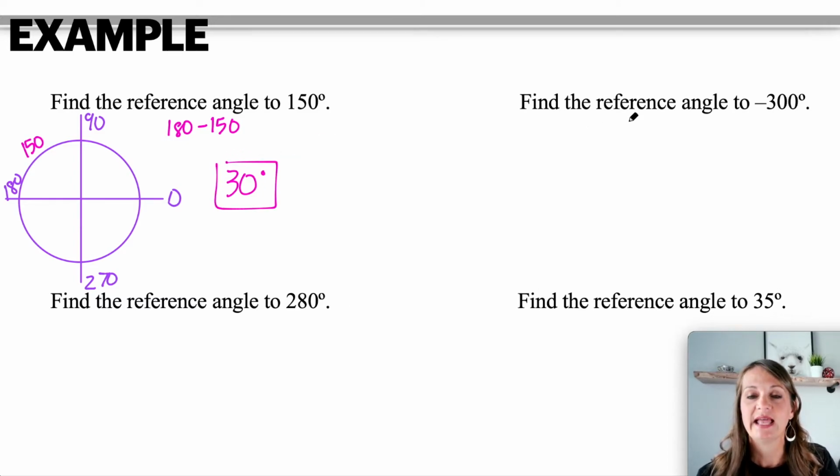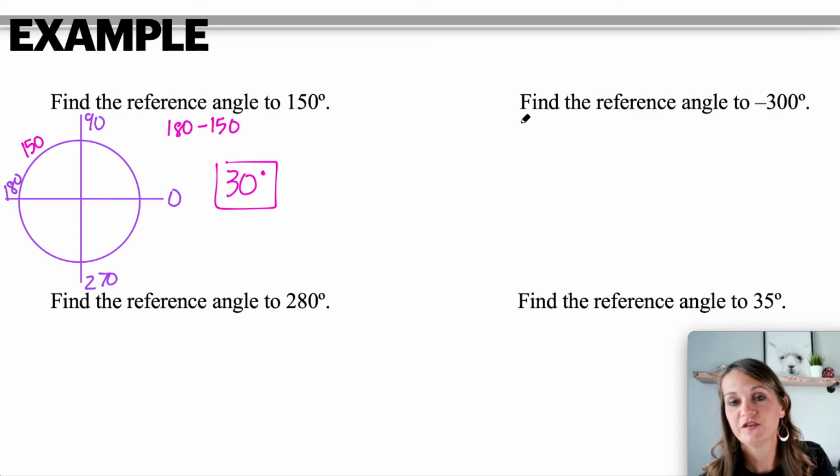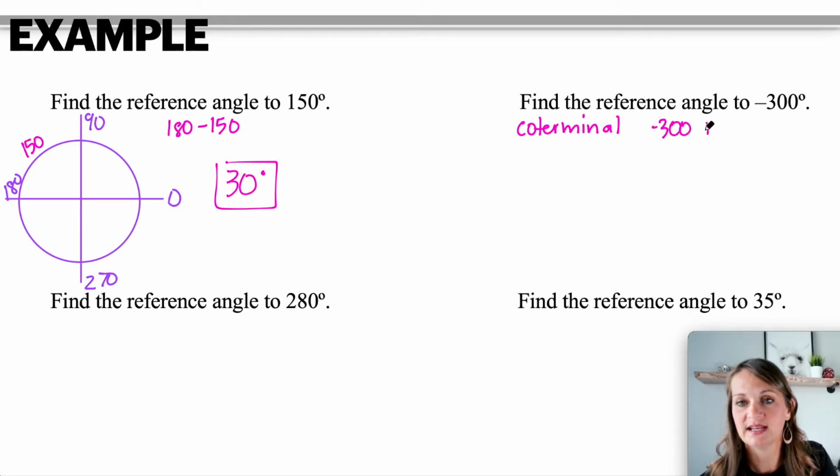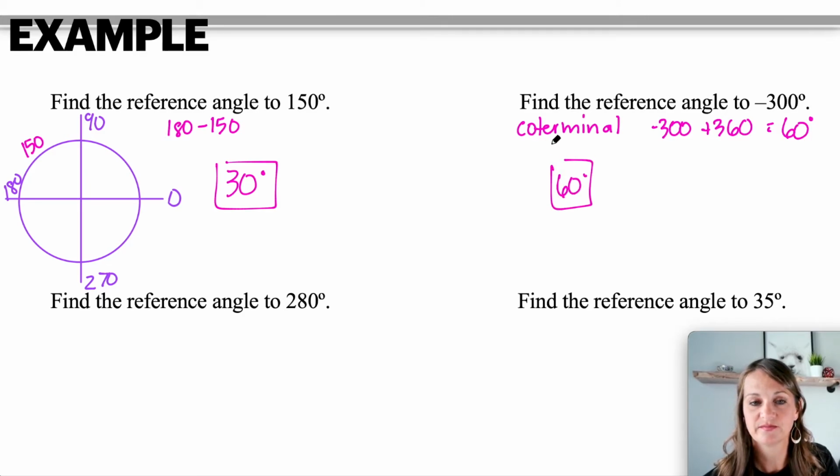So in this case, negative 300. Here's the problem. You first need to find a coterminal angle to get it inside 360 degrees. So take negative 300 and add 360 degrees in order to get it inside this. If you do that, you actually get 60 degrees. 60 degrees is in quadrant 1, so automatically it's going to be the exact same answer. So I want you to try these two down here on your own to see if you can figure out what those reference angles should be.